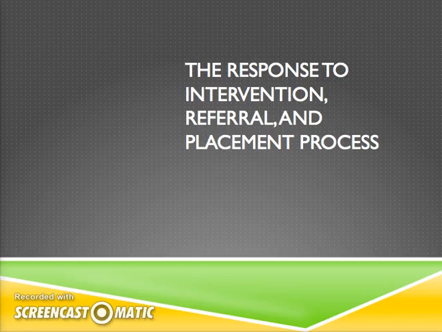So this week our chapter is on the response to intervention model, also known as RTI. That's the acronym we use for that, as well as the referral and placement process into special education. So we're going to take a few minutes and talk mainly about RTI today for you.